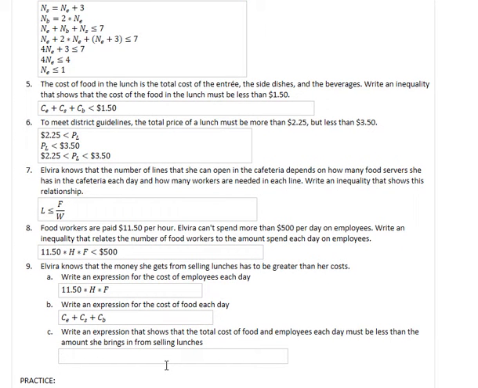Okay. Alright, now we need to write an expression that shows that the total cost that she spends on food and on employees must be less than the amount she brings in from selling lunches. Here's how we can put that together. We have part of it already. It had us do that for the other part. We've got $11.50 times H times F plus the cost, so that's the cost of the employees plus the cost of food. It needs to be less than the amount she brings in from selling lunches.